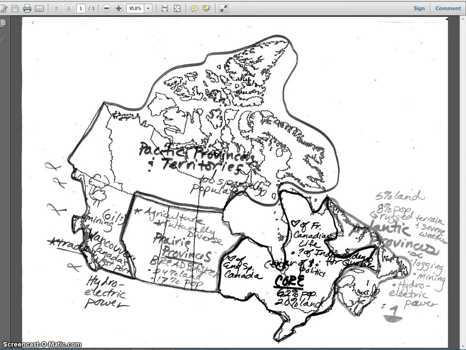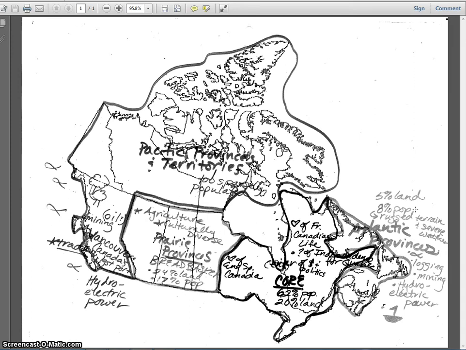The 4 subregions of Canada. The first is Atlantic provinces over here. The Atlantic provinces made up of Newfoundland, Prince Edward Island, Nova Scotia, and New Brunswick. Those are the 4 provinces of the Atlantic subregion.